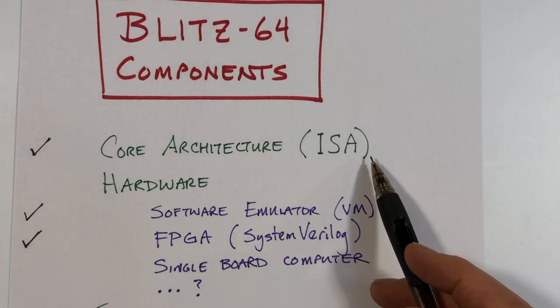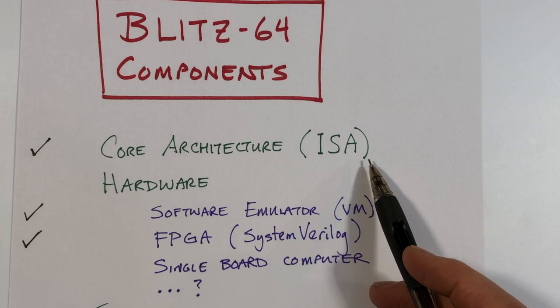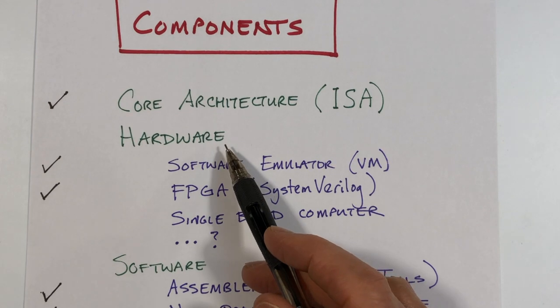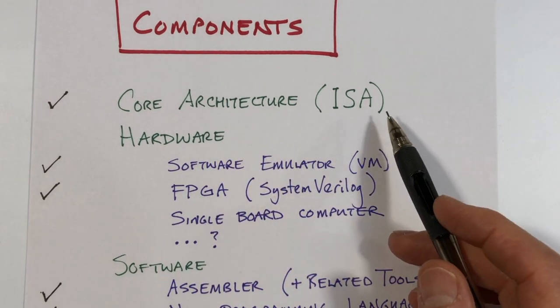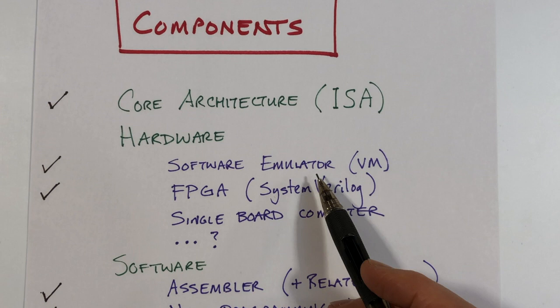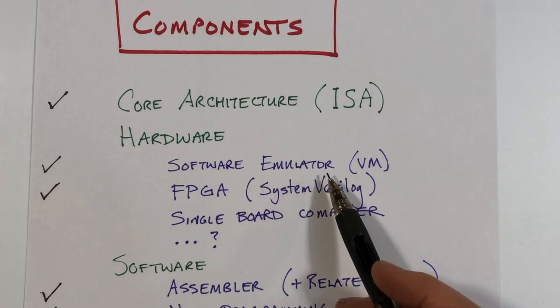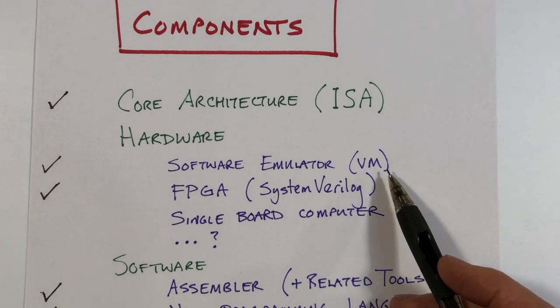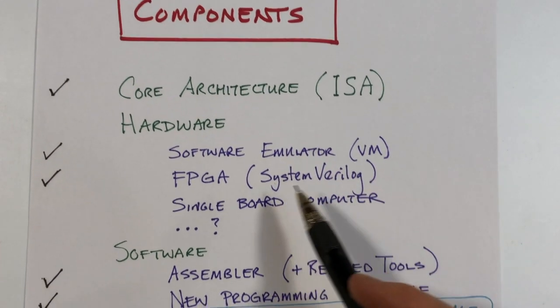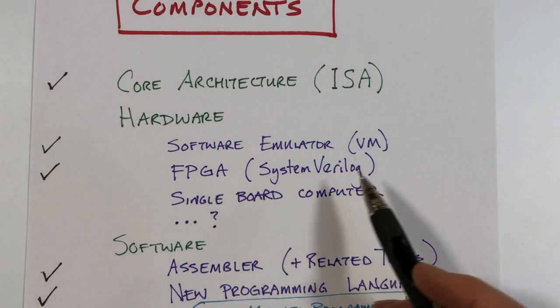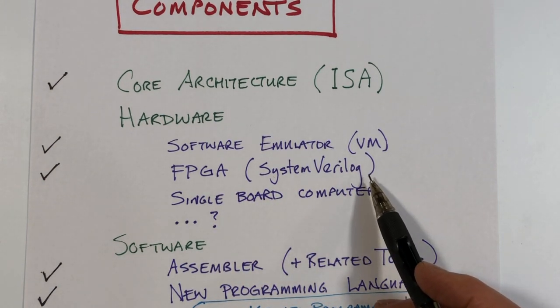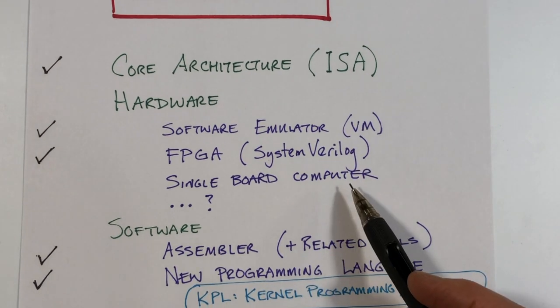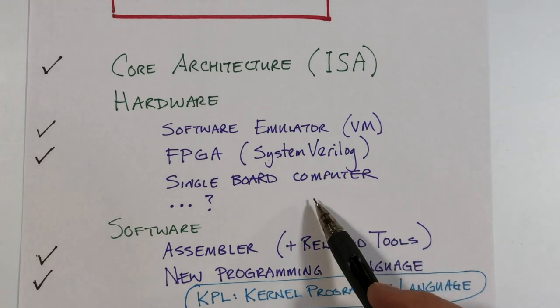So there is the design of a completely novel instruction set architecture, which I'll be describing in this video. We've got some hardware to implement this architecture, or at least the beginnings of it. There is a software emulator that emulates instructions, that is a virtual machine that's capable of running large and complex Blitz software. There's also an FPGA implementation written in System Verilog that executes Blitz instructions. In the future, we hope to see a single board computer, and who knows what's beyond that.